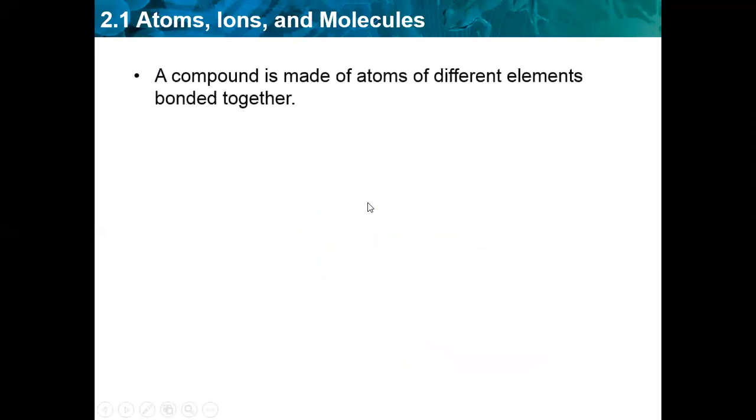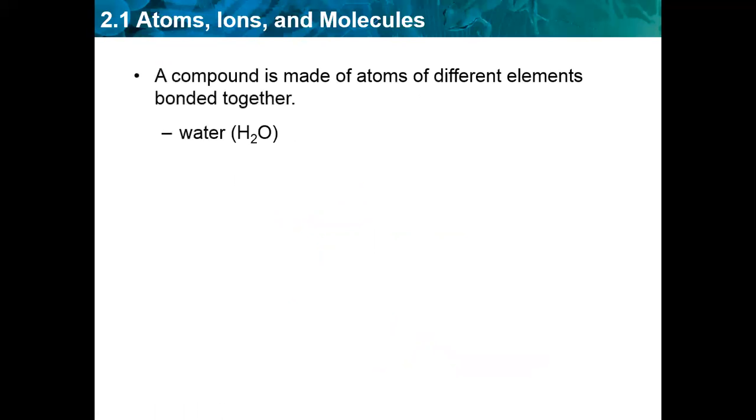So now the next one says, it's talking about a compound. A compound is made up of atoms of different elements bonded together. The meaning is you're going to have elements which are not the same, which are different elements. You're going to have them being bonded together. So when atoms are put together, they form a compound.